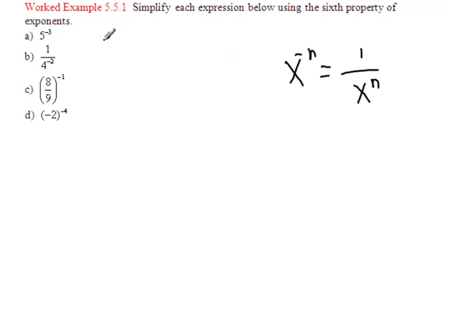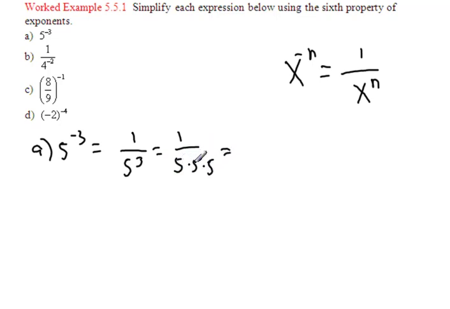So here's a specific example in A. Suppose we have 5 to the negative 3. Well, we can make that into 5 to the positive 3. The cost is, it's 1 over 5 to the 3. Move the base to the bottom, and that'll change your exponent from negative to positive. And from there we can work it out as usual. 5 to the third is 5 times 5 times 5. 5 times 5 is 25, times another 5 is 125. Answer: 1 over 125.